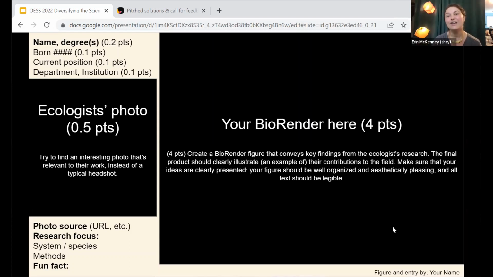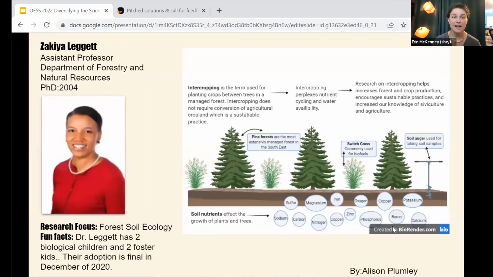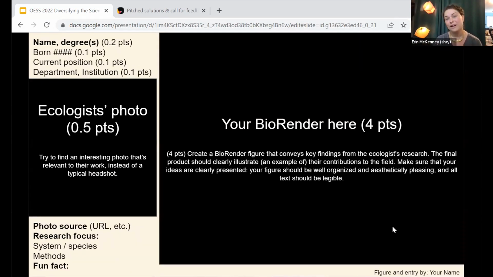In addition to that, each student has to create a BioRender figure to summarize the main concepts and contributions of that ecologist's research. In addition to the items on the slide, students then have to provide a written entry in the speaker notes to summarize the ecologist's research in about 200 words.